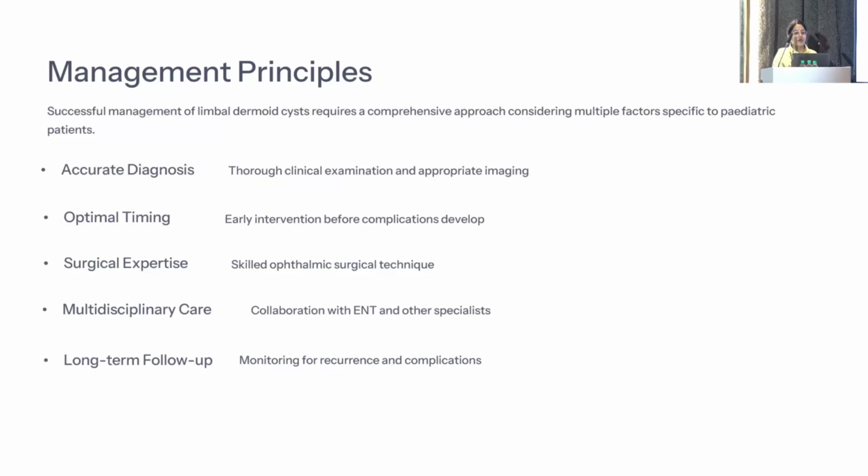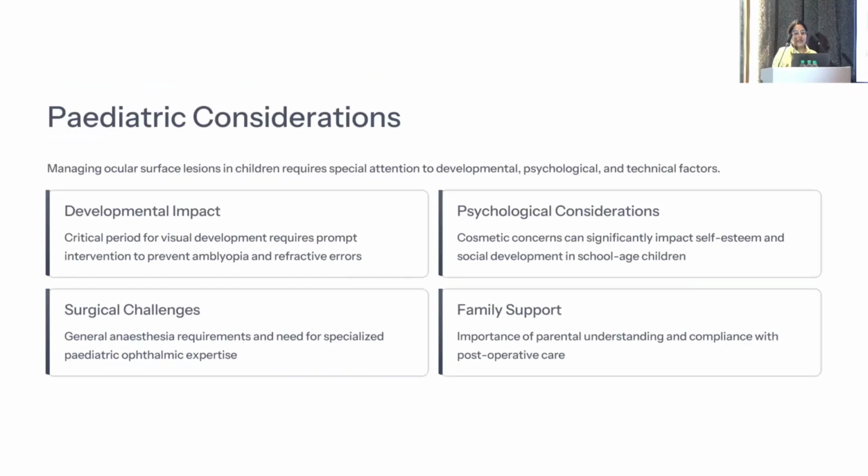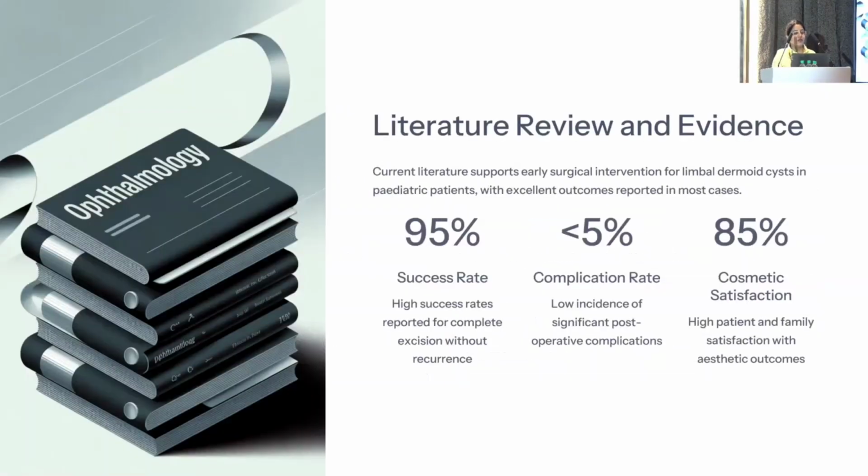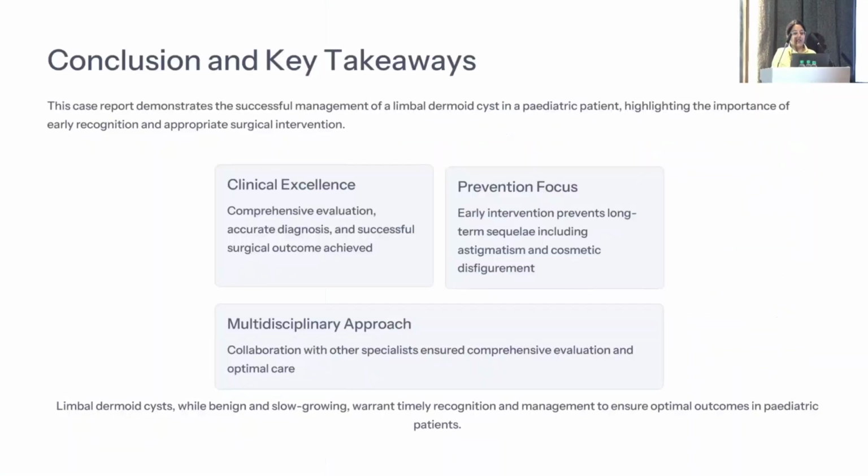Management principles. We should do thorough clinical assessment and do early intervention and collaborate with other specialities to rule out the syndromes. In pediatric cases, we should give special attention to development impact, like it will prevent amblyopia and refractive errors. According to literature, 95% is the success rate, less than 5% is the complication rate, and 85% is the cosmetic satisfaction of the patient. Take-home messages: we should intervene early to avoid the complications. Thank you.